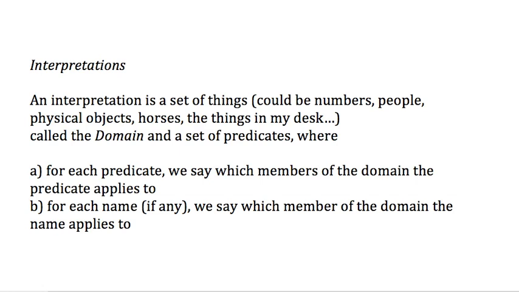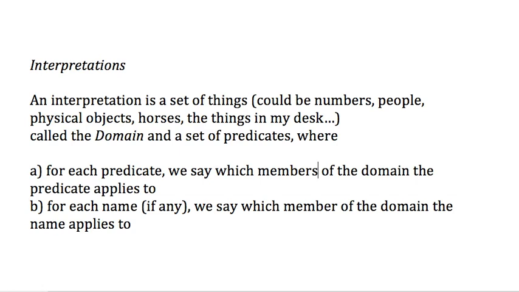It's a set of things, a collection of things. Could be, as we say here, numbers, could be people, could be physical objects, could be the things in my pocket, could be all the students at the University of Maryland, could be any collection of things whatsoever, with one restriction. There's got to be at least one thing in the domain. We don't count it as a domain unless there's something in it.